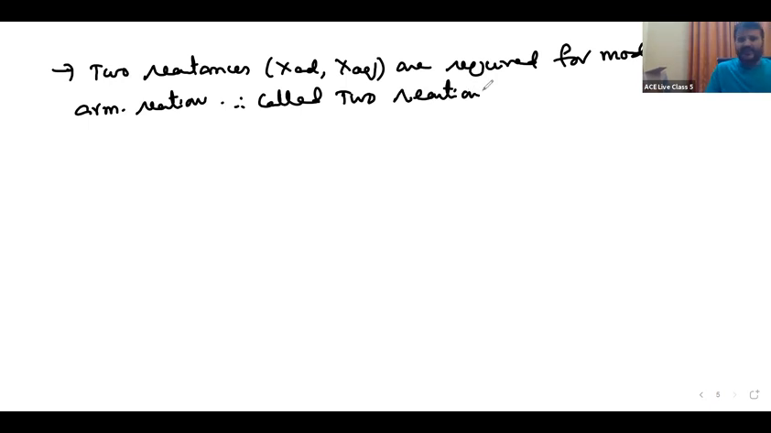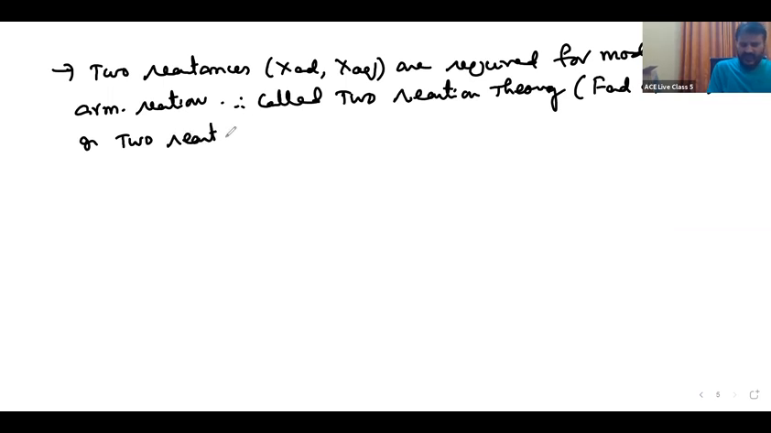The armature MMF, FA, is divided into two components, that is FEAD and FEAQ. Two reactance theory: XEAD and XEAQ.